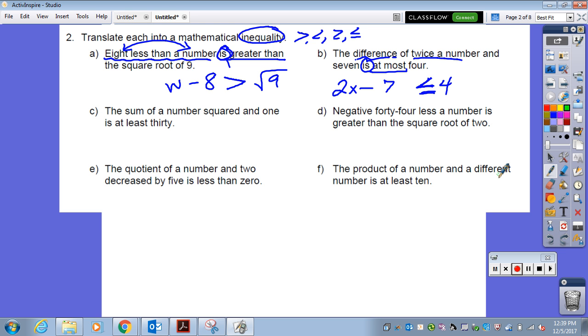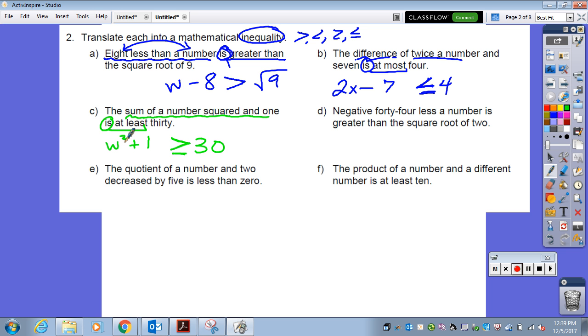C. There's my word is, but it's is at least. Is at least means is greater than or equal to, because the least it could be is 30. It could be equal to 30. It also could be greater than 30, but the least it could be is 30. So is at least 30. The sum of a number squared and 1. This is the sum of a number squared and 1. Number squared is different than twice a number.